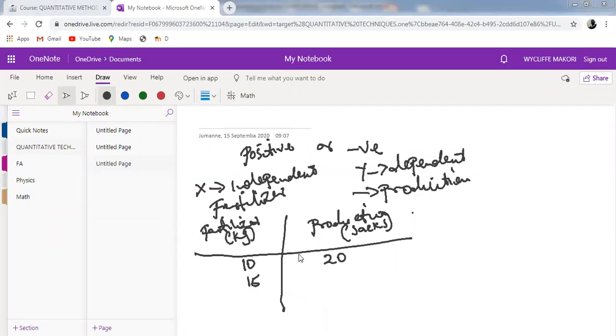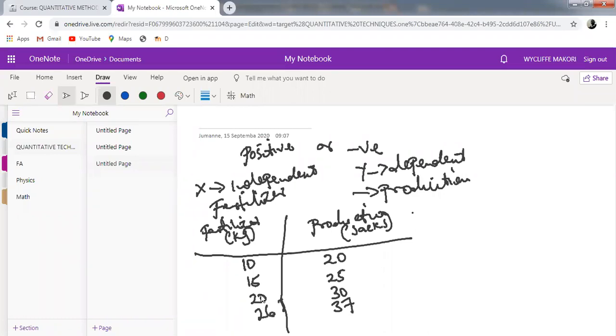So when you increase the fertilizer from 10 to 15, maybe your production increases to 25 sacks. When you increase this one maybe to 20 kgs, you apply 20 kgs of fertilizer, this one maybe goes to 30 sacks. You increase this one to maybe 26, this one goes to maybe 37, like that. This is a case of positive correlation, because as you are increasing the fertilizer here, the production is also increasing. That is a very perfect scenario of a positive correlation.